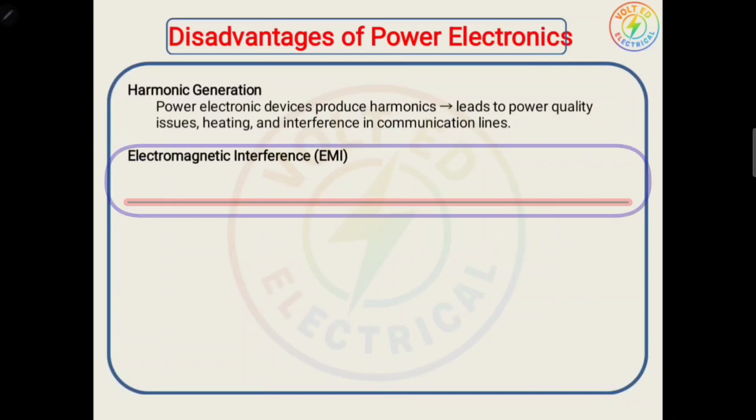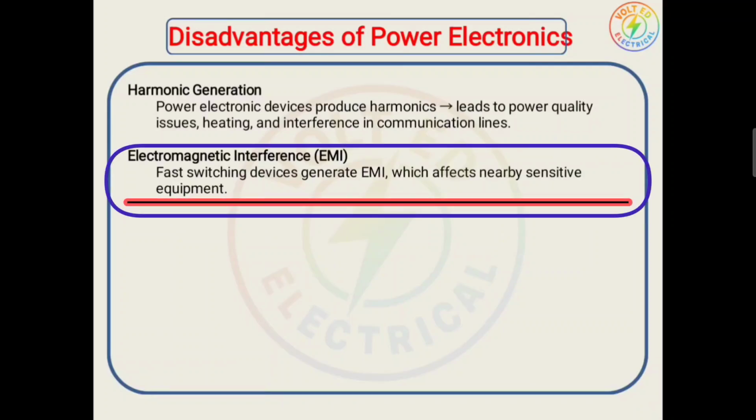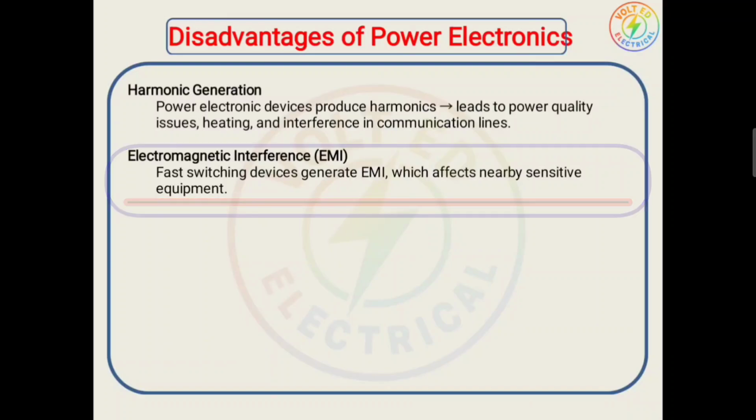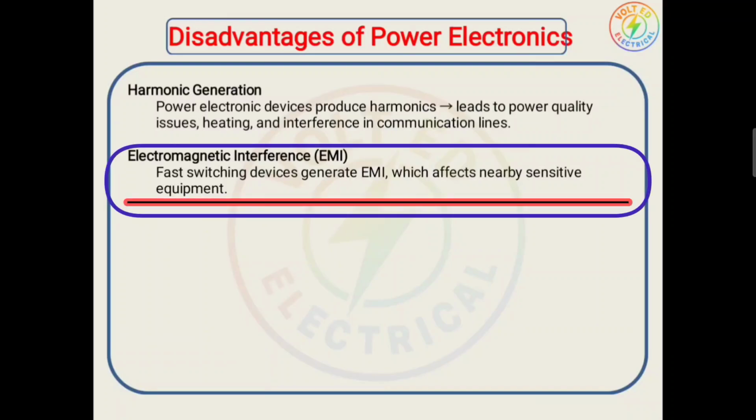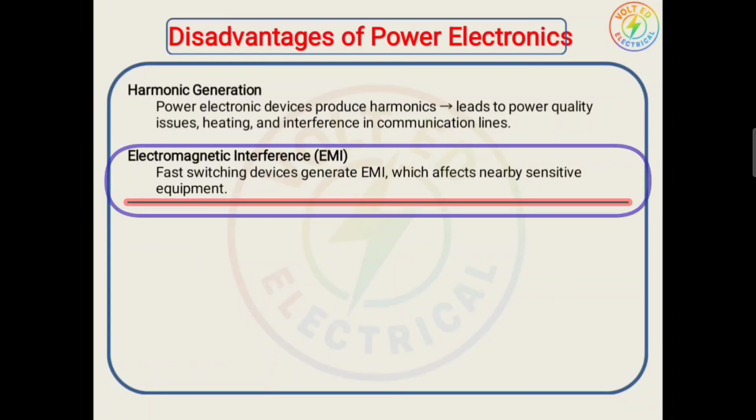Then the electromagnetic interference, the EMI. Since power electronic devices switch on and off very rapidly, they generate electromagnetic interference. This EMI can affect nearby sensitive electronic equipment like medical devices or communication systems. Therefore, filtering and shielding are often required.